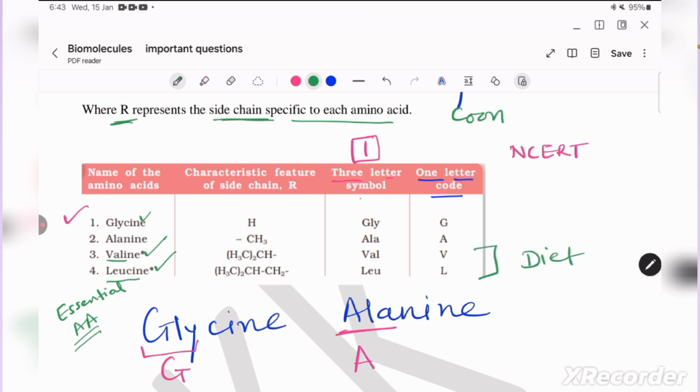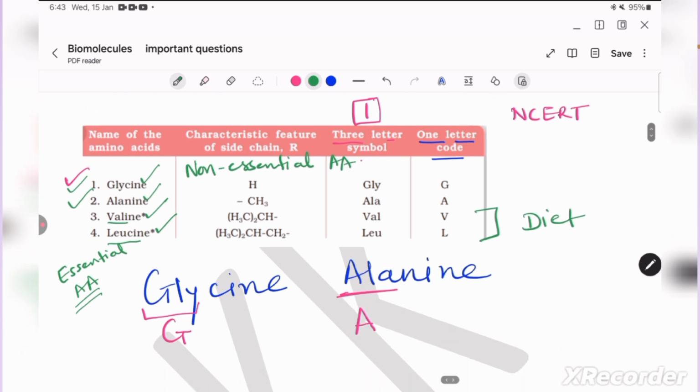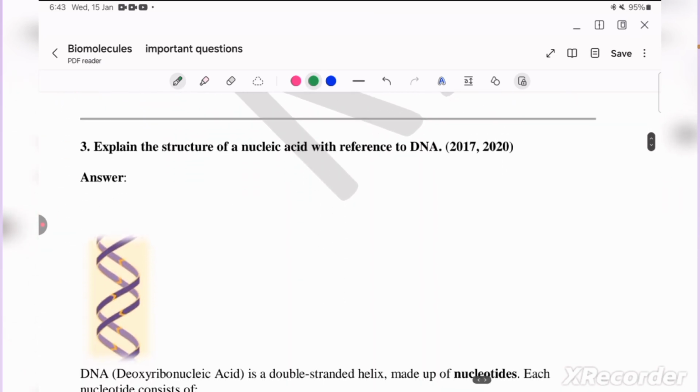When we see these two, glycine and alanine, they are simply non-essential amino acids, of course, because they are synthesized in the human body. So from the board examination point of view, please remember the examples of at least two amino acids which are essential and two which are non-essential.